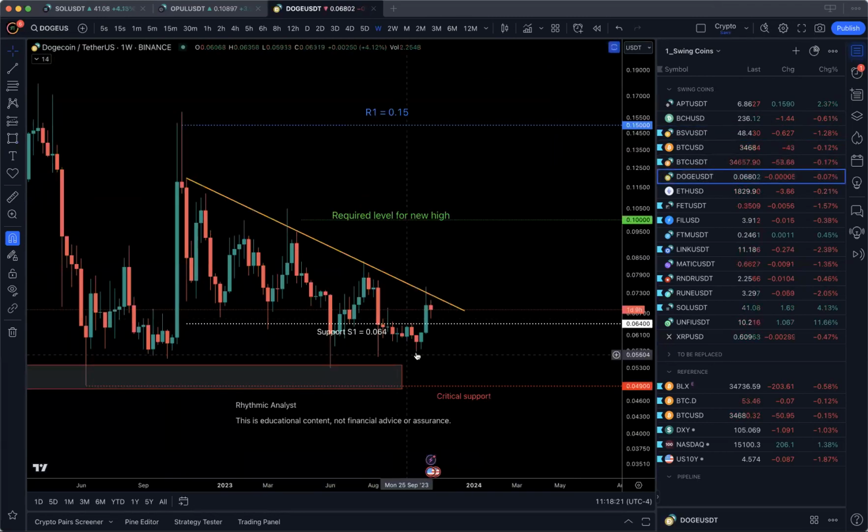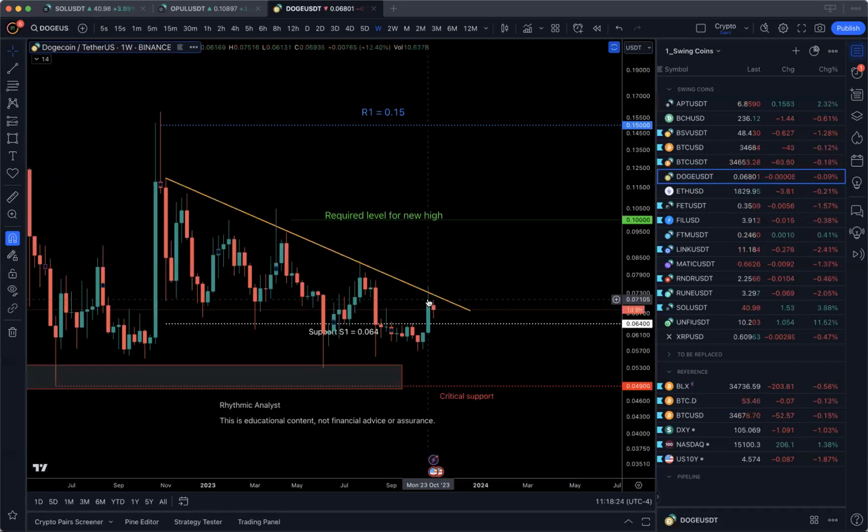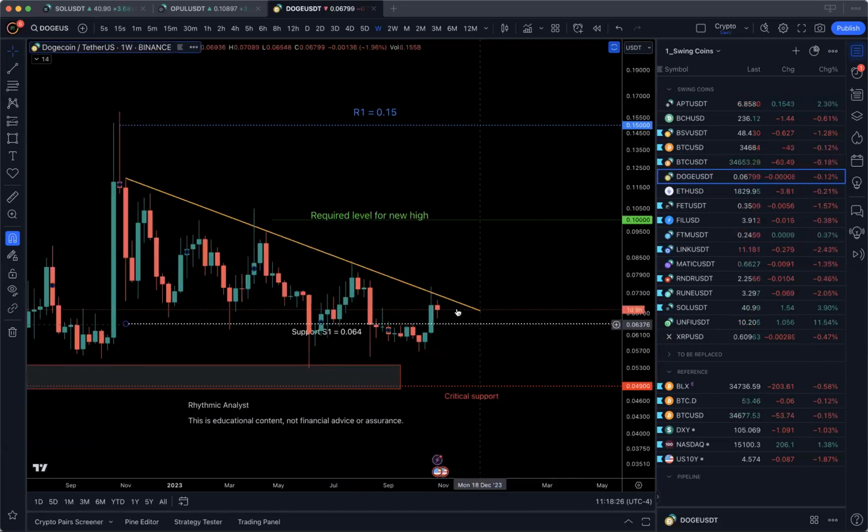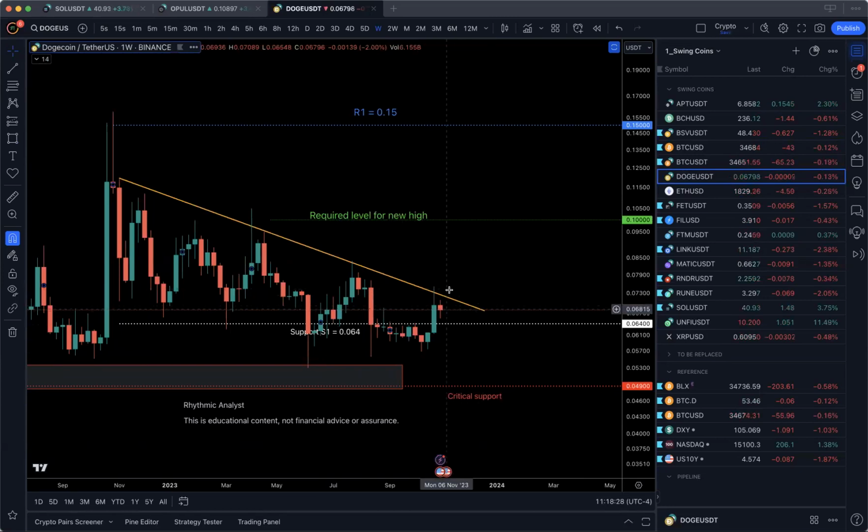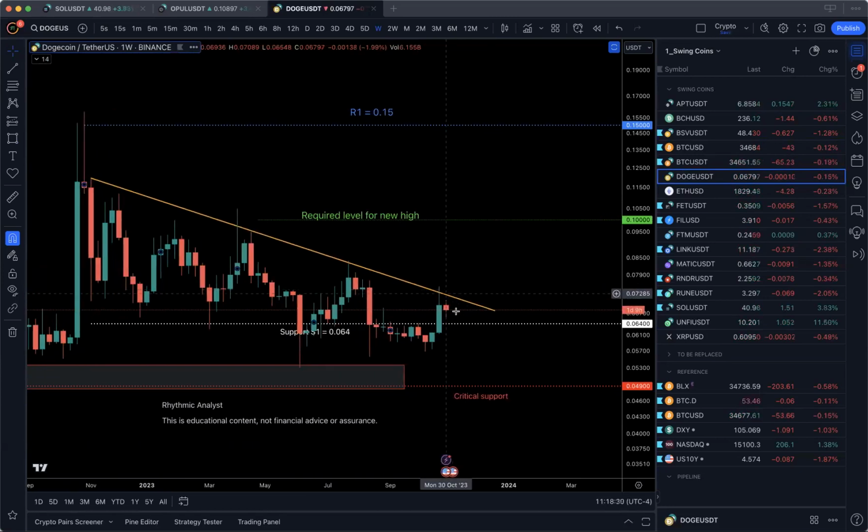So Doge had a good attempt last week. We see that, so this is a good sign. Next week it may try again, and in that case, the probability of success is high from my analysis point of view. If it tries, of course, this support is going to be the reference point. If it breaks, then this scenario won't happen. We know that.